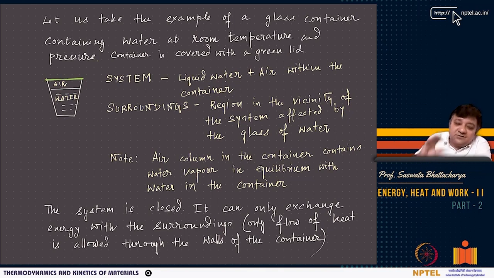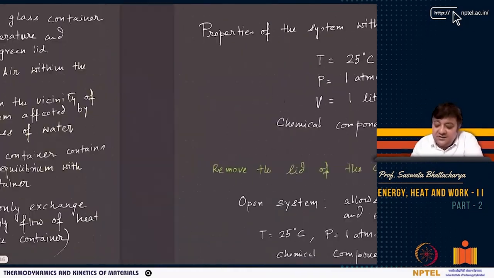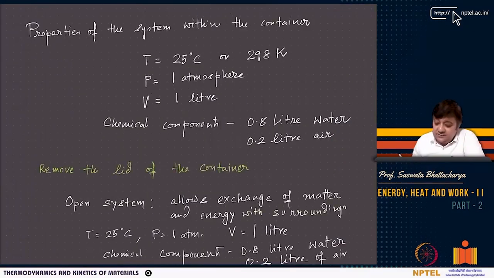So there is no transfer of matter through the walls of this container, because it's covered with a lid, but it can exchange energy with the surroundings. So this is called a closed system. Now say, for example, as I told you, the properties of the system in the container were 25 degrees Celsius or 290 Kelvin, pressure was 1 atmosphere, and say the volume was 1 liter, right?